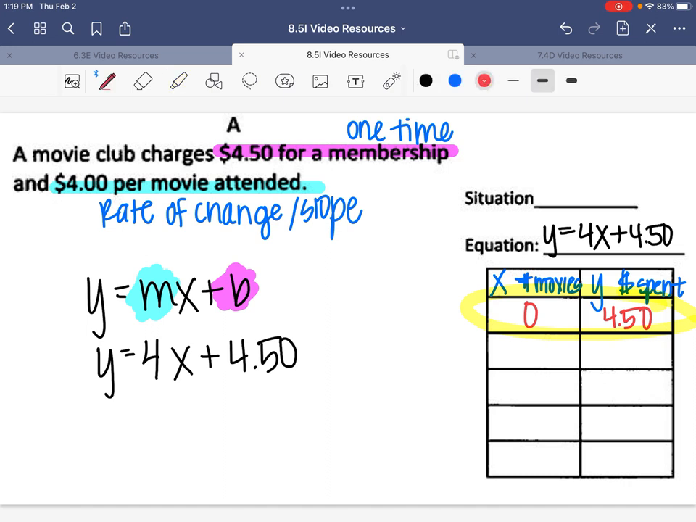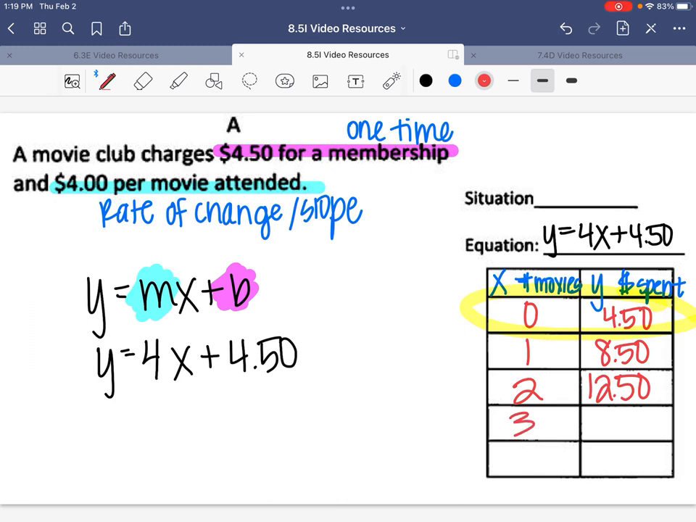If I buy 1 movie, well, I've already spent my $4.50 for my membership, and now I'm spending $4 more, so I have spent $8.50, because it's increasing by $4 every time I increase movies by 1. And so if I have bought 2 movies, I'm adding on another $4. So now I have spent $12.50. $8 of that was spent on movies, and then $4.50 of it was the membership fee.